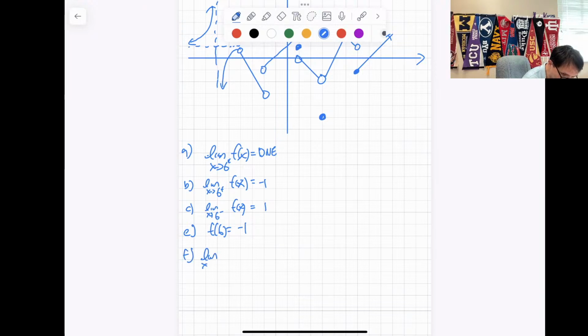What happened when limit x approaching -infinity? A, B, C, D.